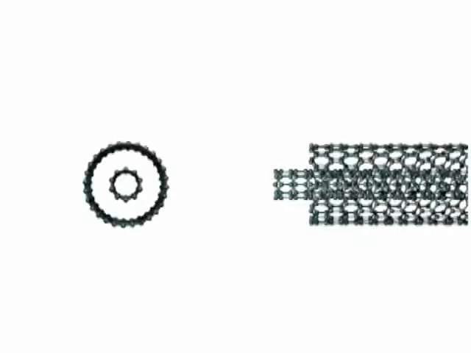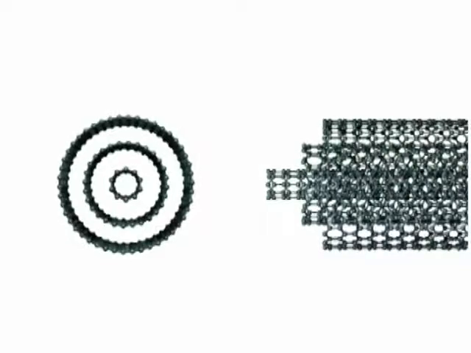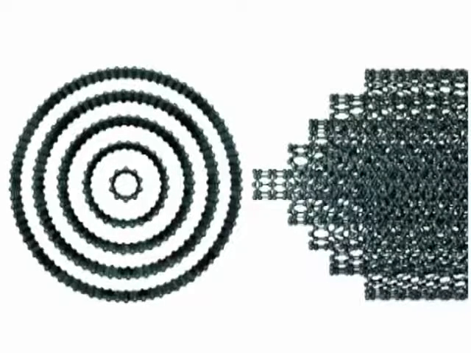But there are also tubes with two layers, double-walled nanotubes, three layers, triple-walled nanotubes, and many layers, multi-walled nanotubes. In any case, all of them consist of concentric cylinders.